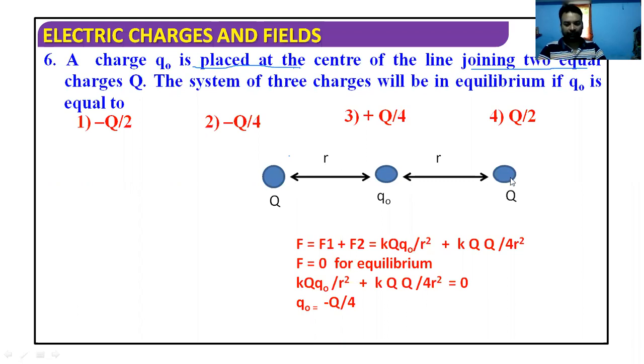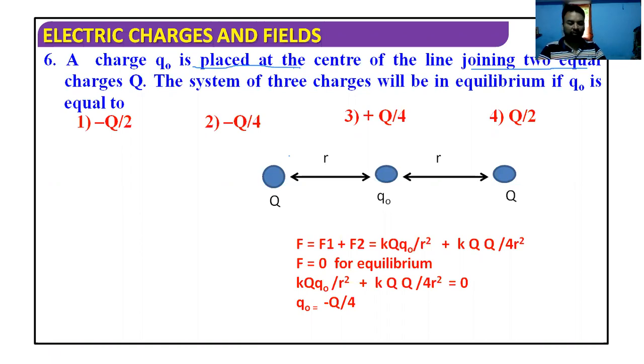Okay, I repeat the statement. Two equal charges are given, separated by a certain distance. I introduce a third charge Q naught, and the condition is that this third charge should not disturb the equilibrium of these two charges. After introducing the third charge, the system of all three charges remains in equilibrium.